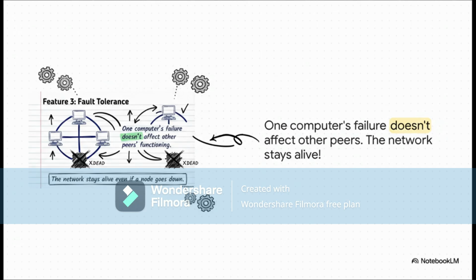In a peer-to-peer network, it's not a big deal, seriously. The other computers just carry on talking to each other like nothing happened. One computer failing doesn't wreck the whole network, and that's a massive advantage because your team can keep on working even if someone's laptop decides to take a nap.